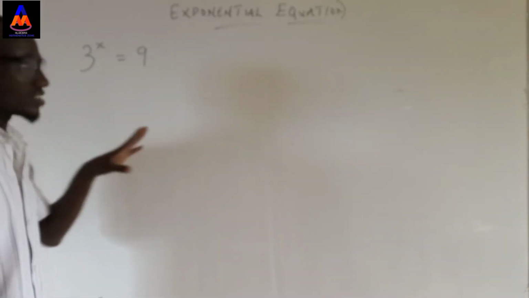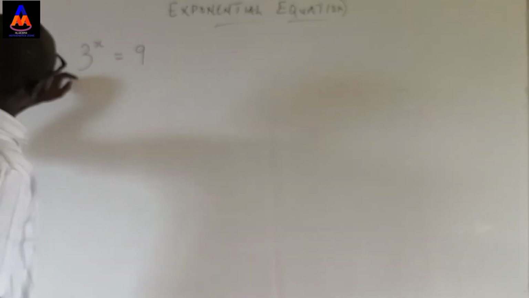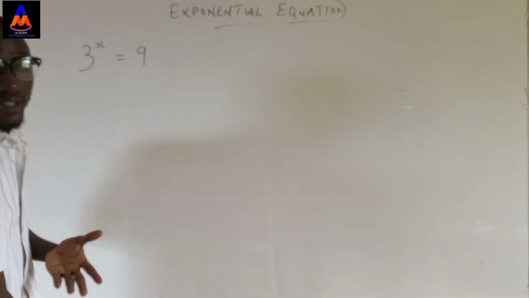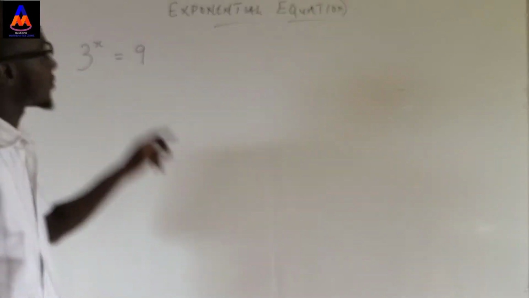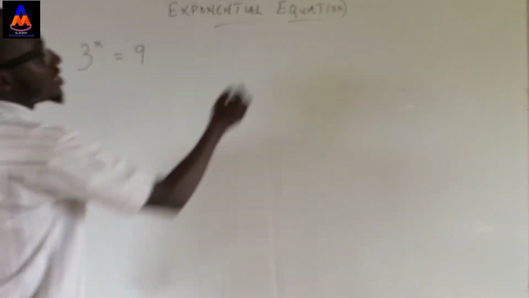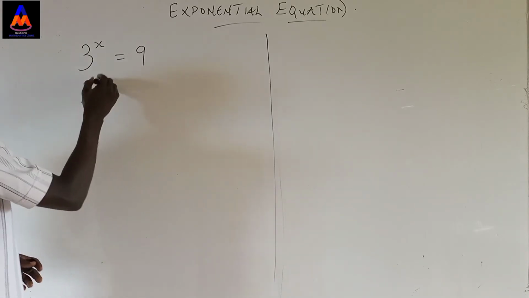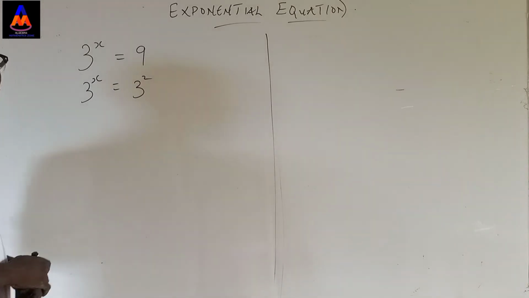But what type of equation is this? It is called an exponential. Why? Because this one is in index form. Exponential is another word for index, right? So this one is in index form. Then you will ask yourself, can I express this guy as an index form also? Of course I can. Then this is 3 raised to the power x equals to 3 raised to the power what? 3 in 2 places, 3 raised to the power 2.